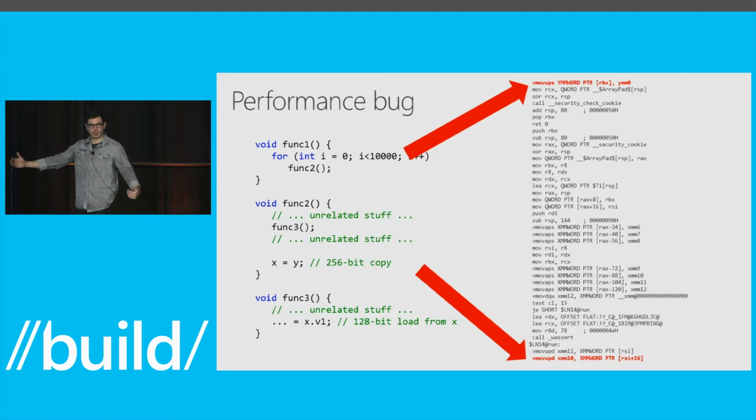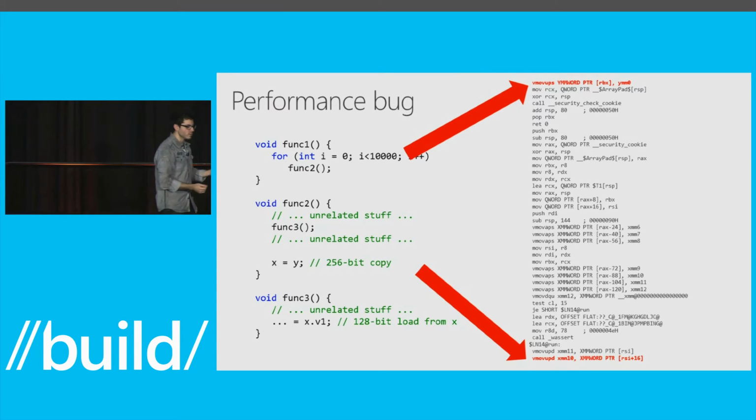Well, now you have to think about it in the context of the code that surrounds it, plus or minus a handful of function calls, plus or minus a handful of loop iterations. That's pretty crazy. I think it's pretty crazy.